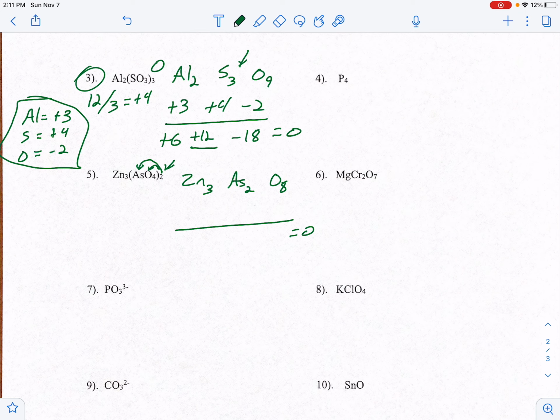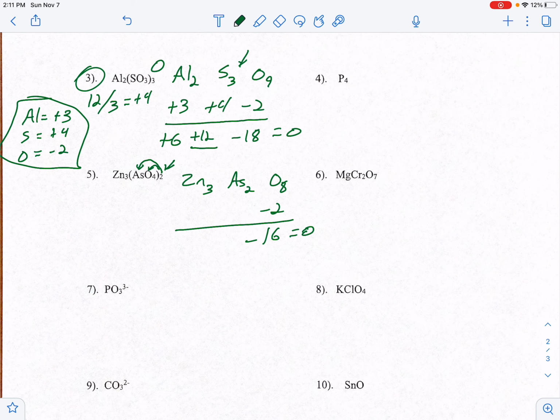If there was a charge there, you would simply set your whole thing equal to whatever that charge would be. Since there's not one, we're going to set it equal to 0. So I'm going to start with oxygen. Oxygen has a charge of minus 2. So 8 times minus 2 would give me minus 16.